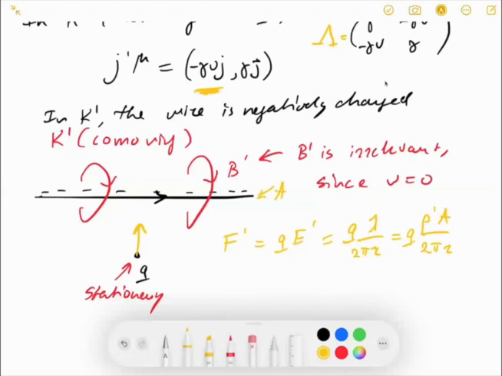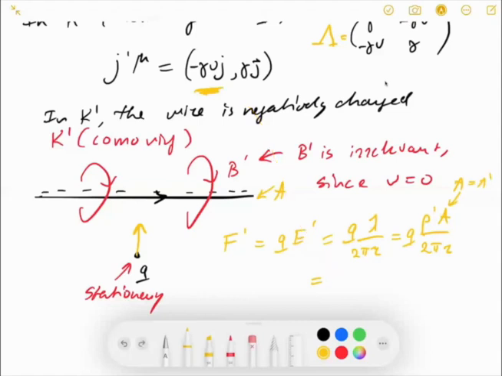Now, the cross-sectional area A of this wire doesn't actually change because the length contraction is only occurring in the direction of motion of the particle. So A is not changing, so we can leave it unprimed. And now that's the force. And we know what rho prime is because it comes from here.